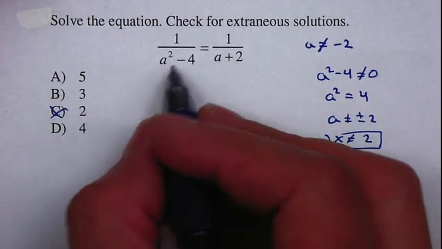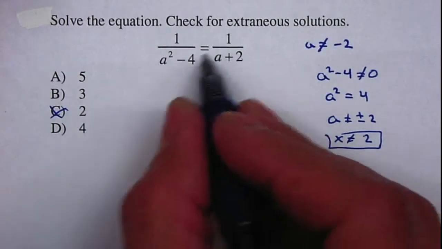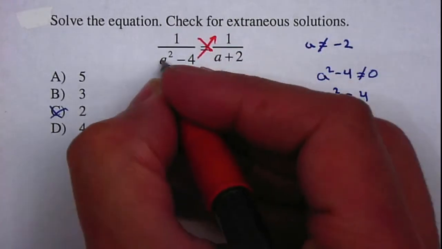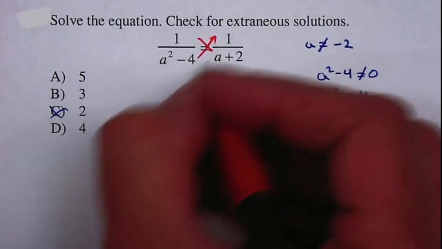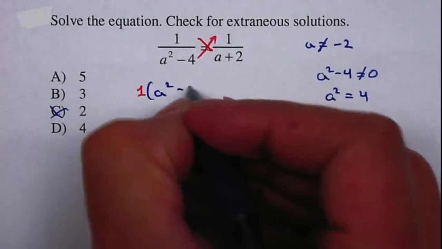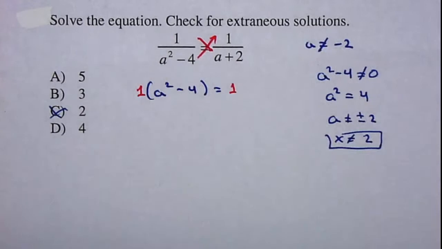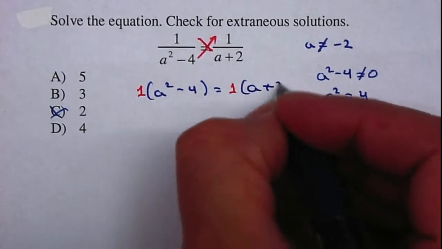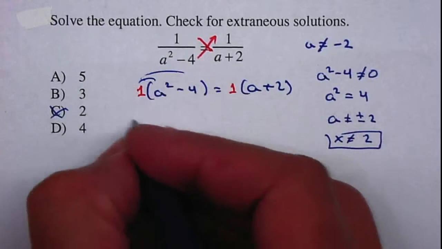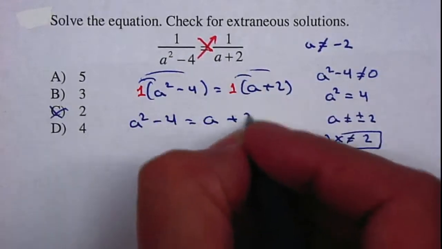Now to solve it, there's different ways of solving this. Because we have a fraction equal to a fraction, we can just cross multiply. Well, a squared minus 4 multiplied by 1, so 1 multiplied by a squared minus 4, and 1 multiplied by a plus 2. I'm going to use my distributive property to simplify. So it gives me a squared minus 4 equal to a plus 2.